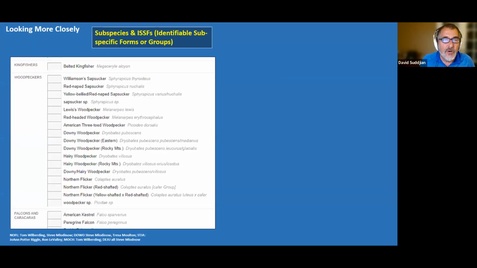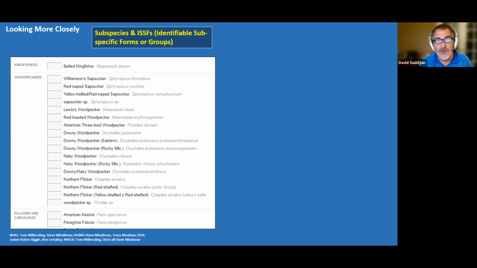So we're going to take a short little delve into looking a little more closely and considering subspecies. Now, I want you to notice on this eBird portion of an eBird checklist that I have here that it's grouping the birds according to families. So we have kingfisher family, woodpecker family, further down the falcon family there. So we see that same ordering that we've been talking about reflected.